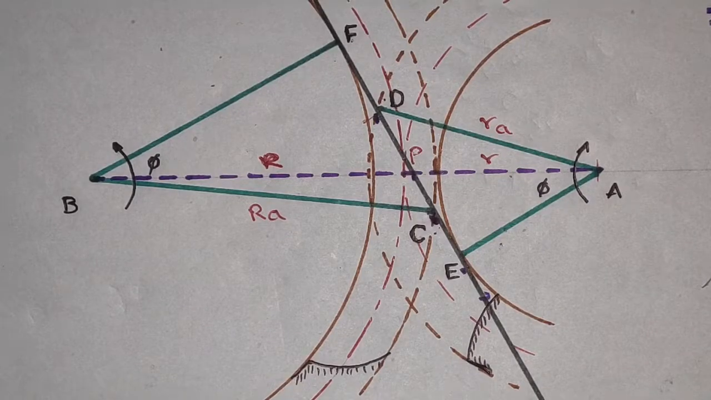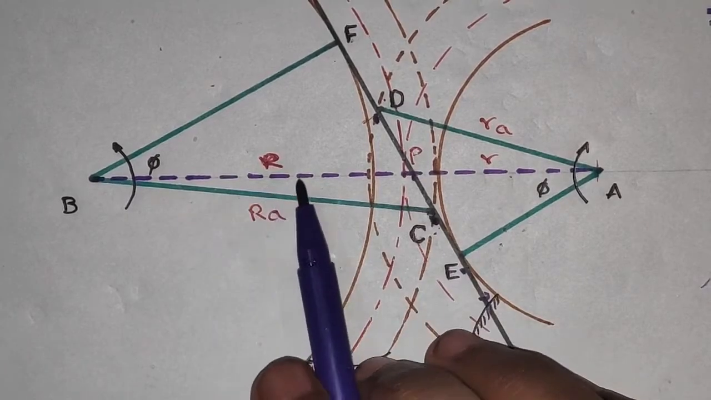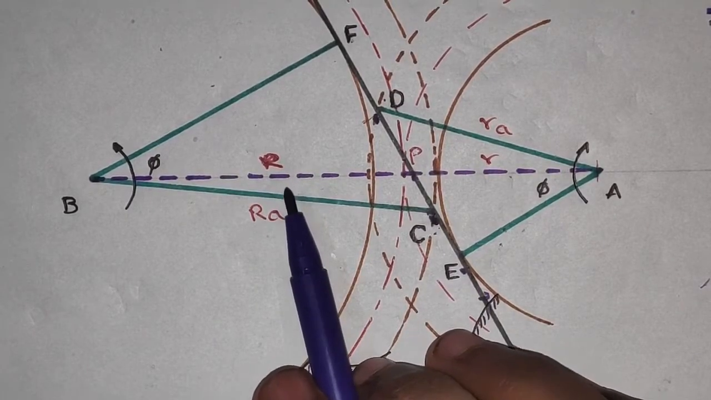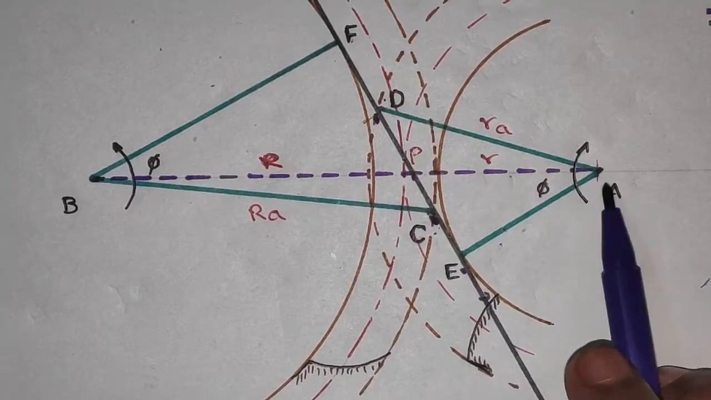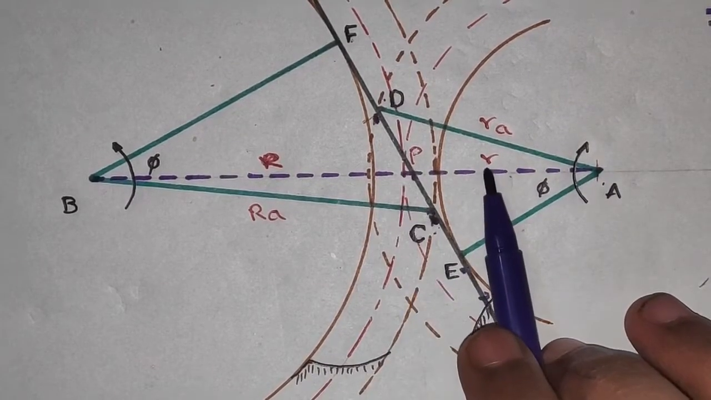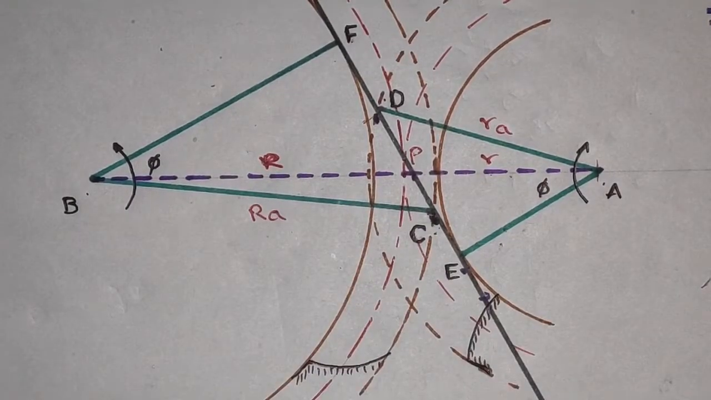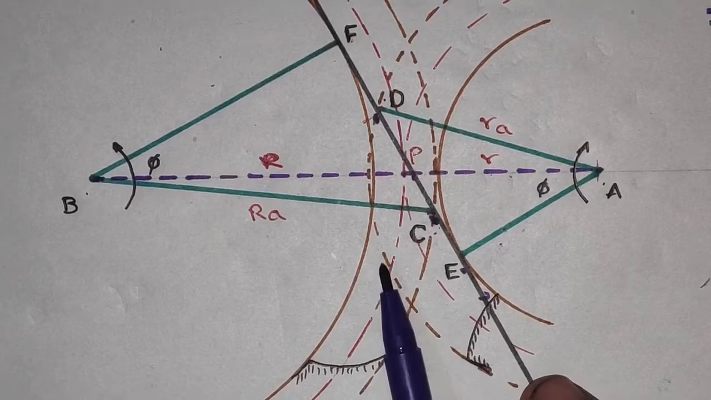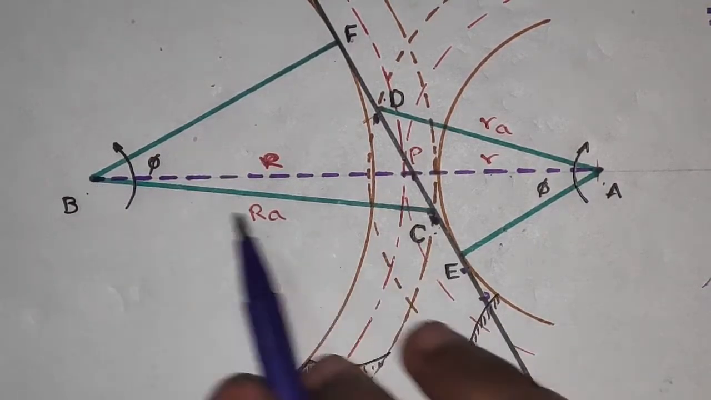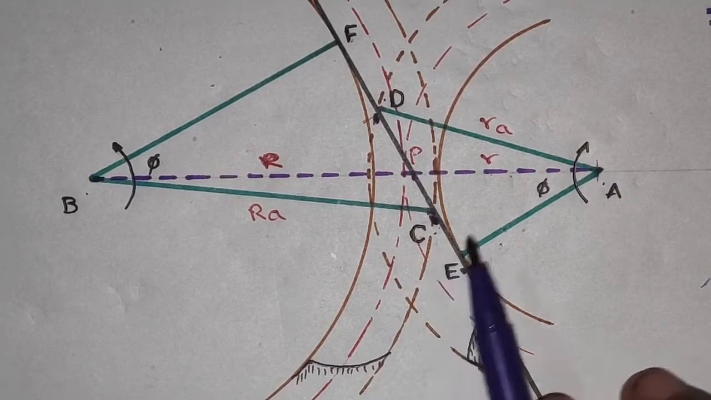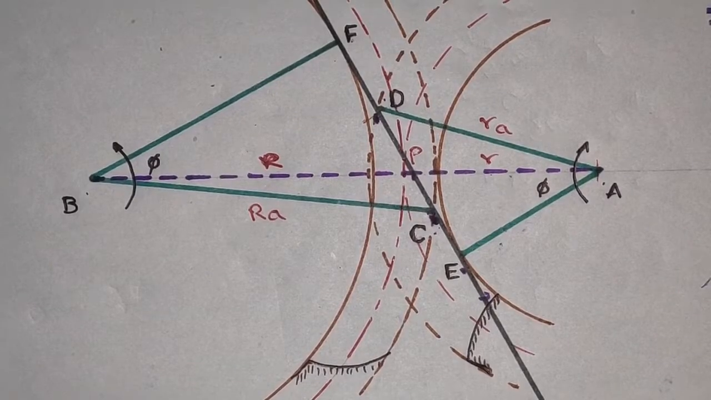Let us denote some variables here. Capital R is the pitch circle radius of the gear, and small r is the pitch circle radius of the pinion: from point A to point P is small r, and from point B to point P is capital R. Capital RA is the addendum radius of gear B, and small ra is the addendum radius of pinion A.